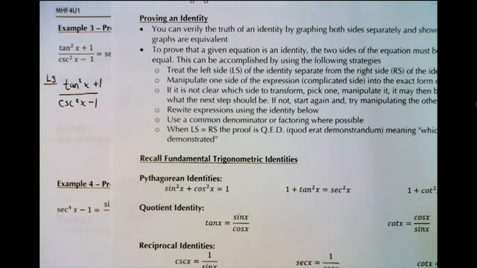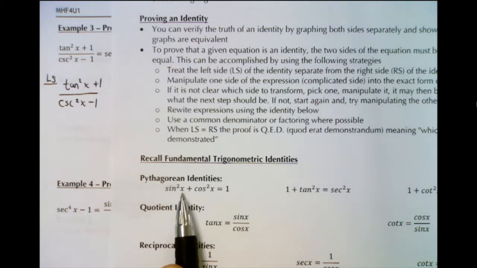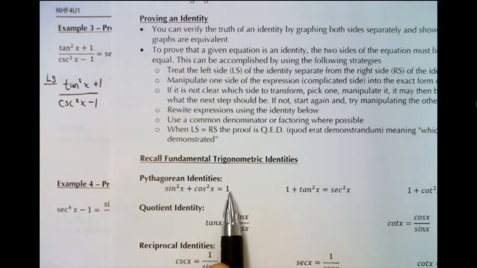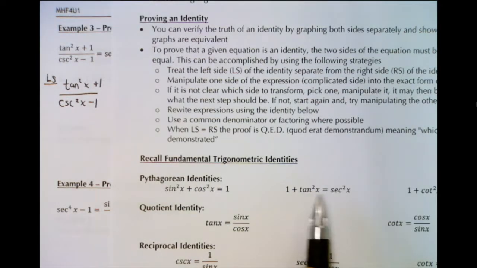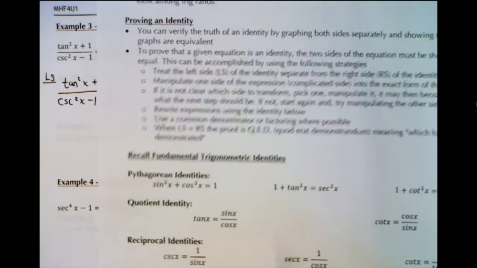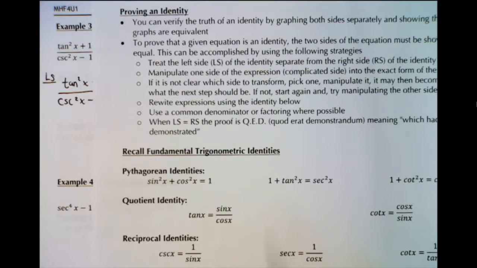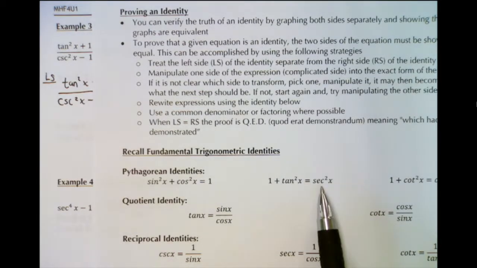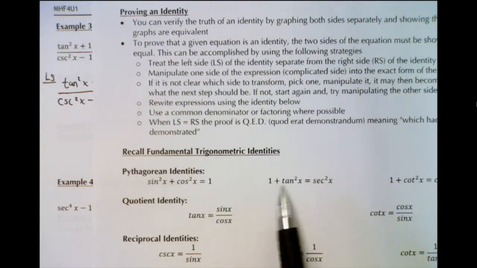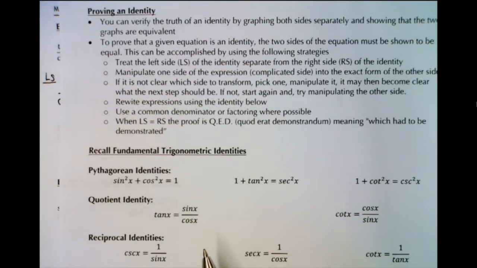Our Pythagorean identity. There's the sine squared x plus cos squared x equals 1 version, but then there's also these two secondary versions. The first one says that 1 plus tan squared x equals secant squared x, and it's valuable sometimes to take two terms and condense them into one term. And then the other version says that 1 plus cotan squared x equals cosecant squared x.